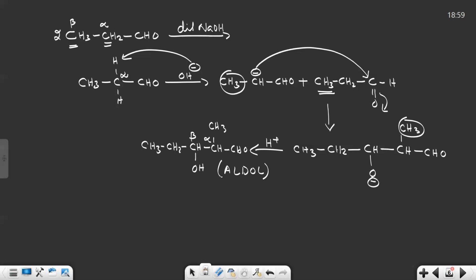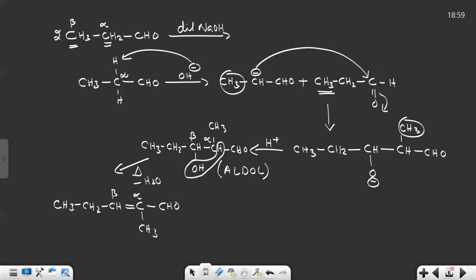So it's an aldol. On heating, it will remove one molecule of water. How? OH from the beta carbon and hydrogen from the alpha carbon get removed like this. Finally, you will get CH3, CH2, CH, double bond, C, CHO. There is a CH3 group also here. So finally, we get an alpha beta unsaturated aldehyde.